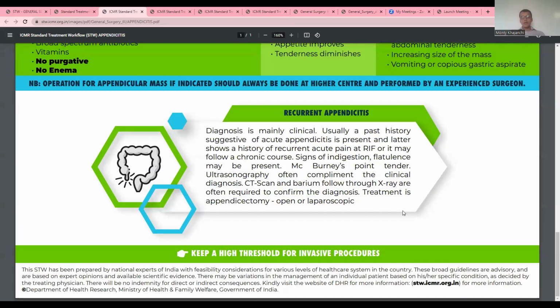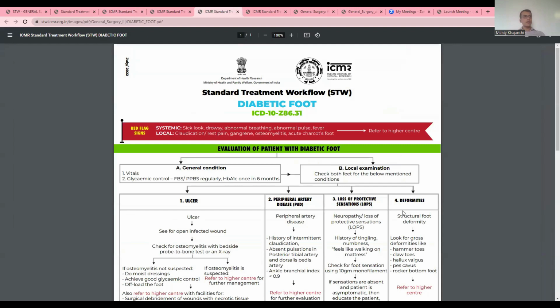I think the standard treatment workflows are very important documents because till now, as we all know, medicine is pretty gray, and we don't have any Indian guidelines or Indian protocols to follow. The Ministry of Health is taking this initiative of making, at least starting with these basics or the common conditions in general surgery and in other specialties. I think this is a step towards improvement in the quality of care.